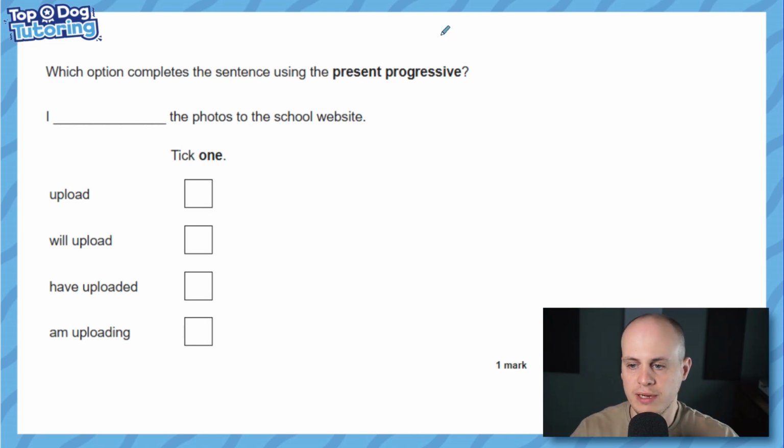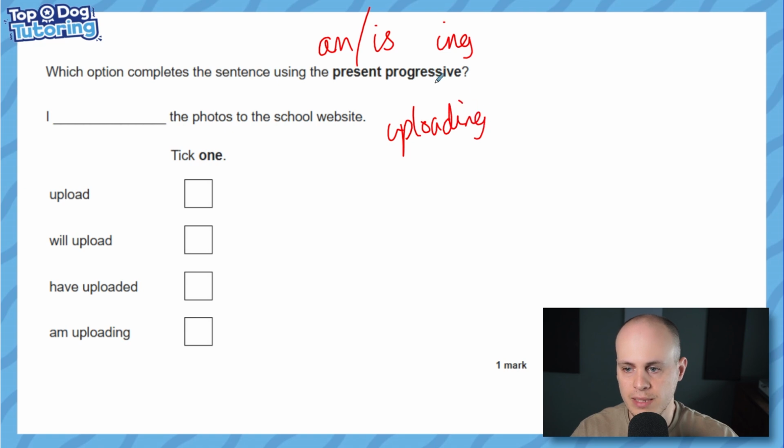Okay, so we want present progressive. So we want -ing and probably the word is or am, depending on how the sentence actually is presented. So what's the verb for a start? Or we don't know. Oh, interesting, because we've got a tick one this time. So the verb, quite clearly from looking at them, is upload. So we want the word uploading for it to be in the progressive.